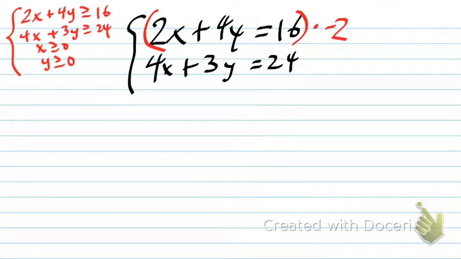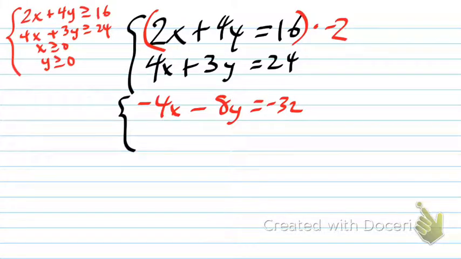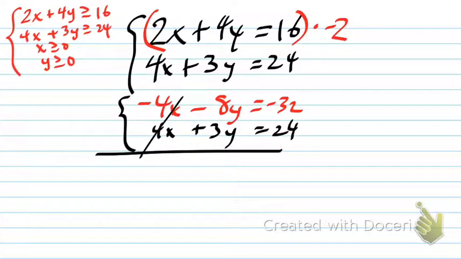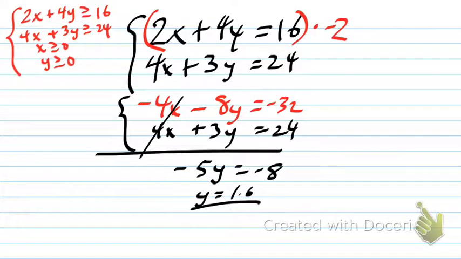So my first equation becomes -4x minus 8y equals -32. My second equation remains untouched, so this is called the elimination method if you recall. So that's 4x plus 3y equals 24. I now have this pair of opposites as desired, so these will cancel, giving me -5y equals -8. Negative by negative cancels, and I get a positive 8/5, which is about 1.6.